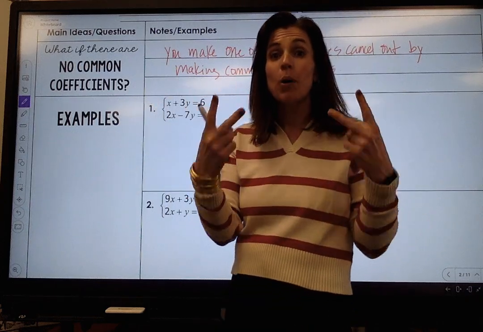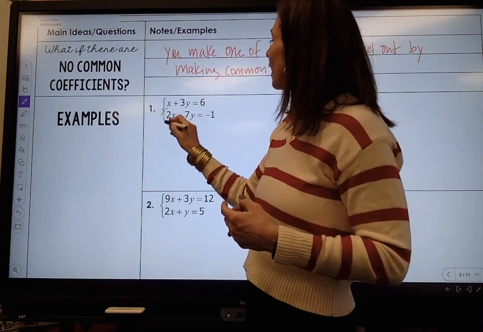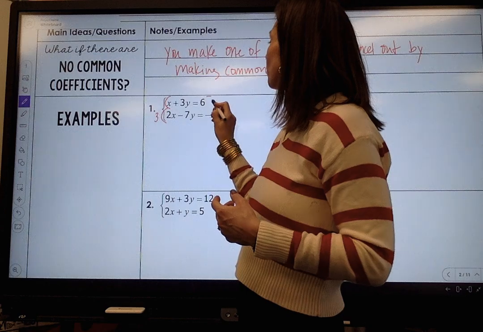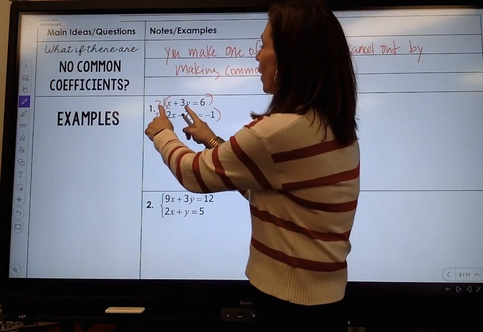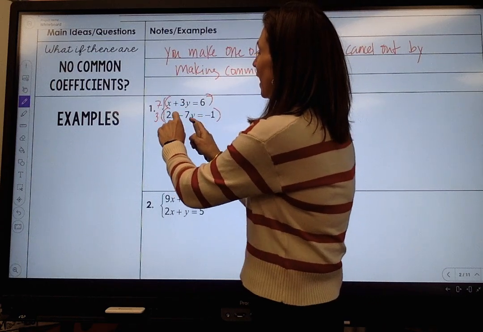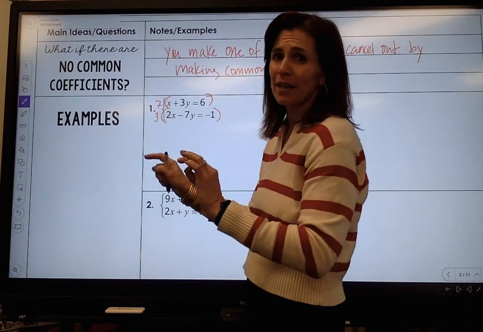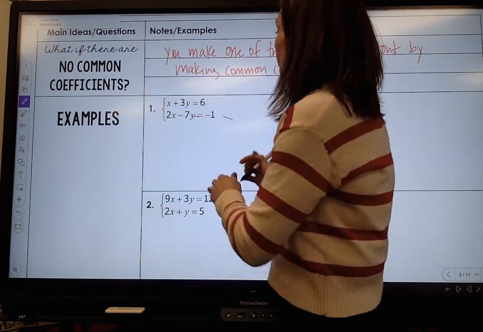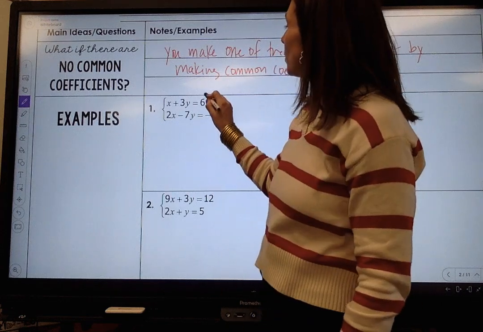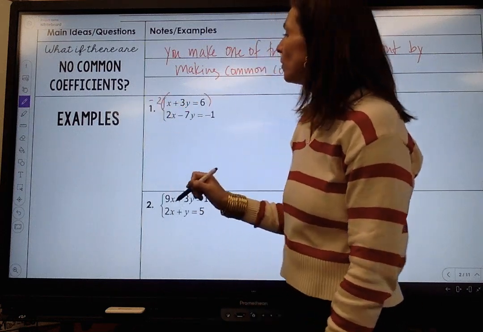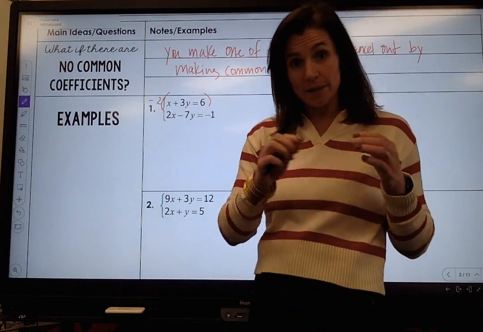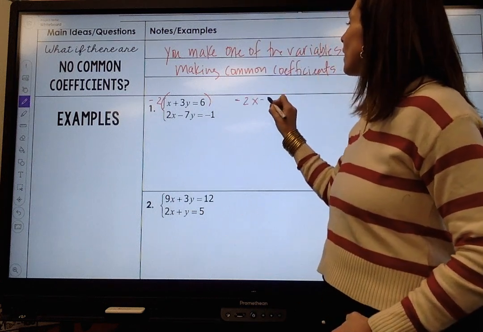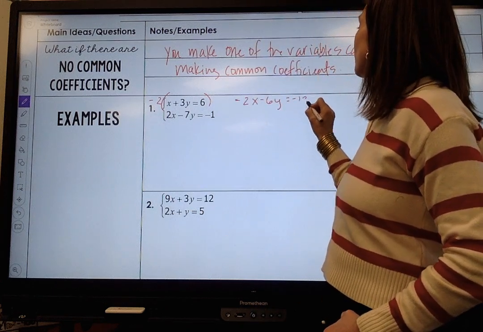Now, you can get your y's to cancel out, but that would be harder. I would have to multiply both of them. If I wanted to do that, I would have to multiply the bottom one by 3 and the top one by 7. That way I would create a 21y and a negative 21y, and then they would cancel out. But that's a lot of work. So I just want to multiply one of them. So I'm going to multiply this top one by a negative 2. And remember, if you multiply something, you've got to multiply all of it because of the equality. So negative 2x minus 6y equals negative 12.